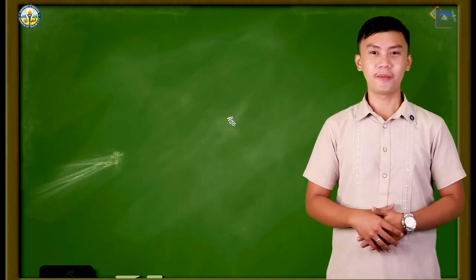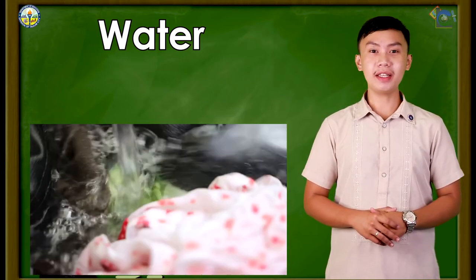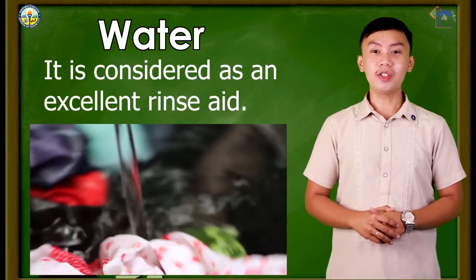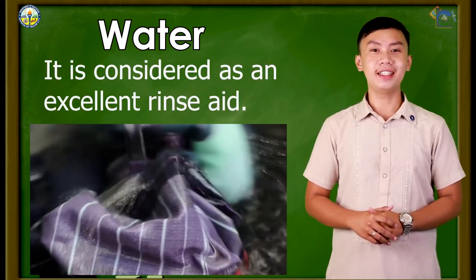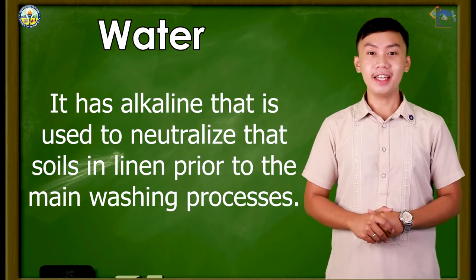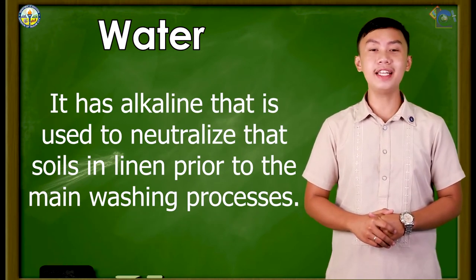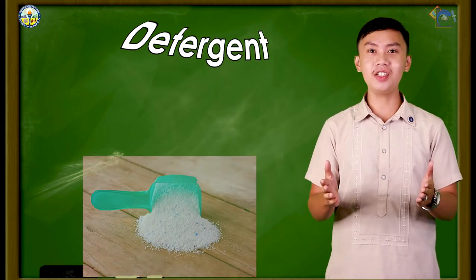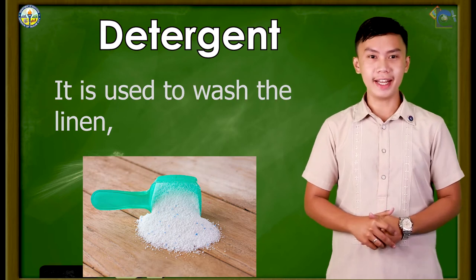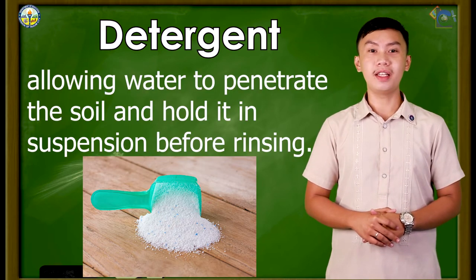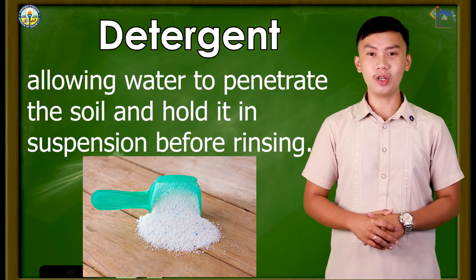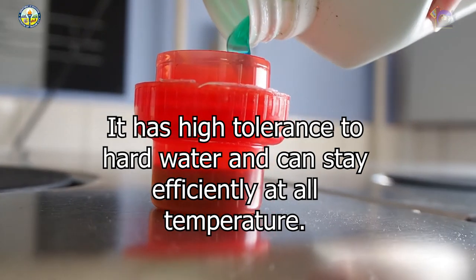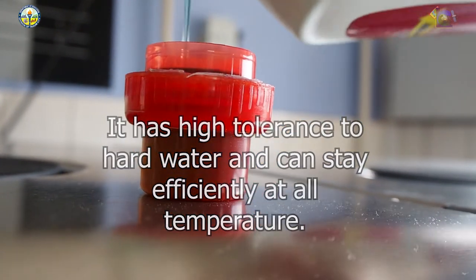First, we have water. It is a good cleaner, but the chemicals that are added to it penetrate the soiled items. It is considered as an excellent rinse aid. Water has alkali that is used to neutralize the soils in linen prior to the main washing processes. Second is detergent. It is used to wash the linen, allowing water to penetrate the soil and hold it in suspension before rinsing. It has high tolerance to hard water and can work efficiently at all temperatures.